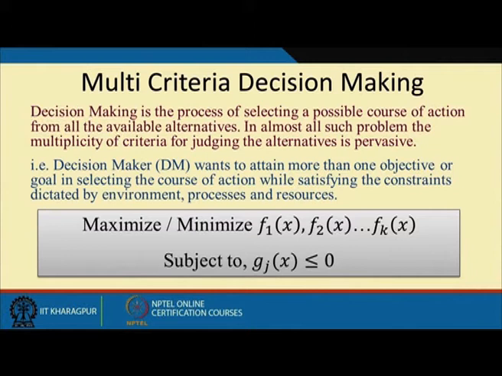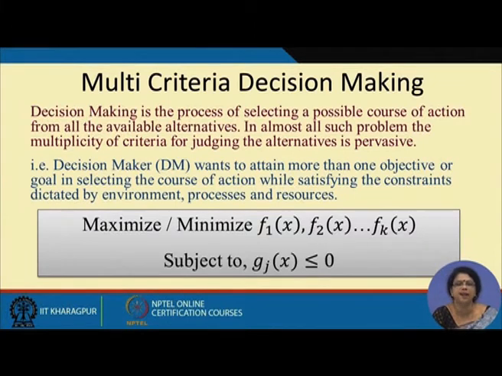simultaneously. That is why mathematically we will say maximize or minimize f1(x), f2(x) up to fk(x), subject to gi(x) less than or equal to 0. What else have we seen? We were considering f1 criteria, f2 criteria up to fk. There are k criteria together and there is a set of constraints gi, all within us.